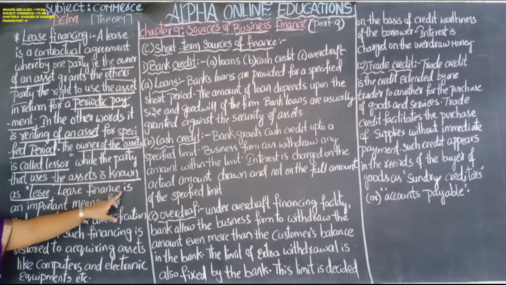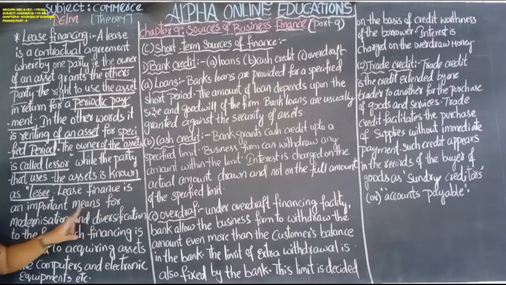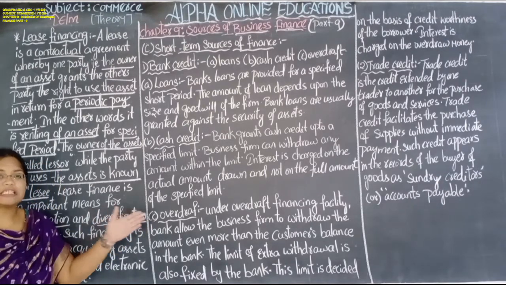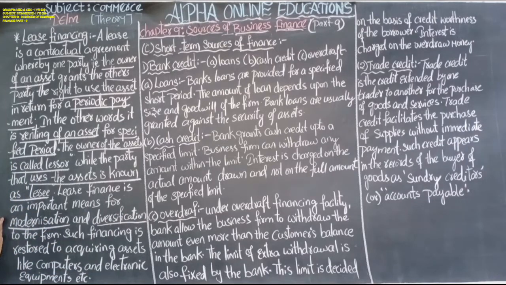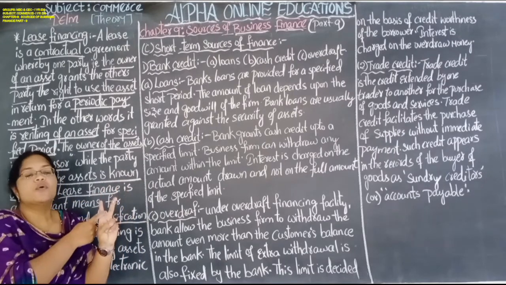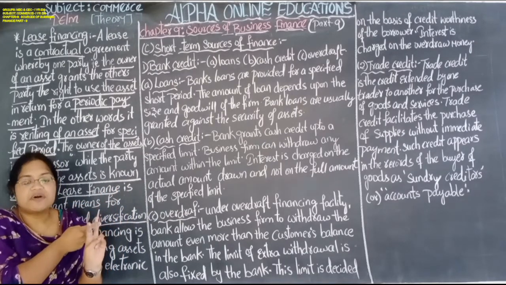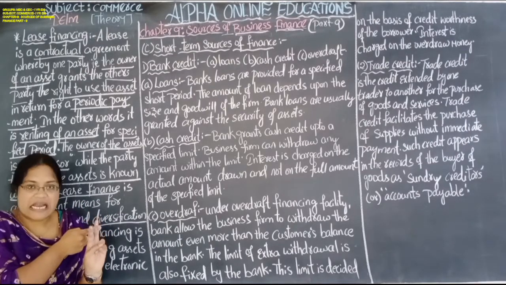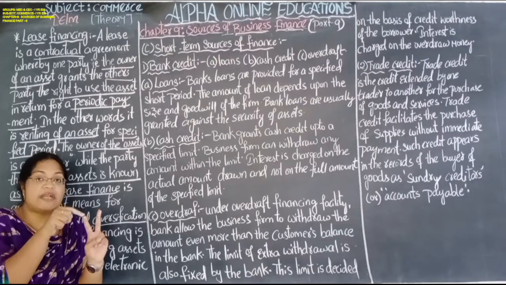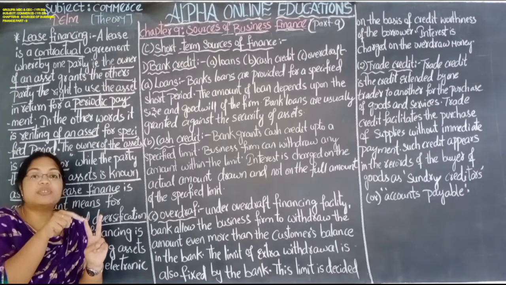Lease finance is an important means for modernization and diversification of the firm. Modernization means updating the firm, and diversification means expanding the firm, so it is very important. Lease finance is a contractual agreement between two parties. One is the owner of the asset, known as the lessor. The other who uses the asset is known as the lessee. The lessee pays a specific periodical amount to the lessor.